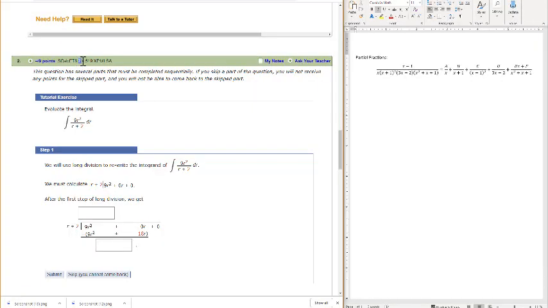This is a problem from your lab assignment, section 7.4. This is problem number 2. They want us to evaluate the integral of 9r squared divided by r plus 2 dr.